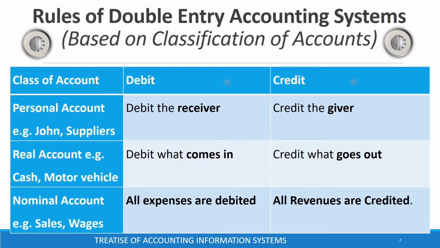The rules of double entry based on the classification of accounts are: in personal accounts, debit the receiver and credit the giver. In real accounts, debit what comes in and credit what goes out. Lastly, in nominal accounts, all expenses are debited while all revenues are credited.